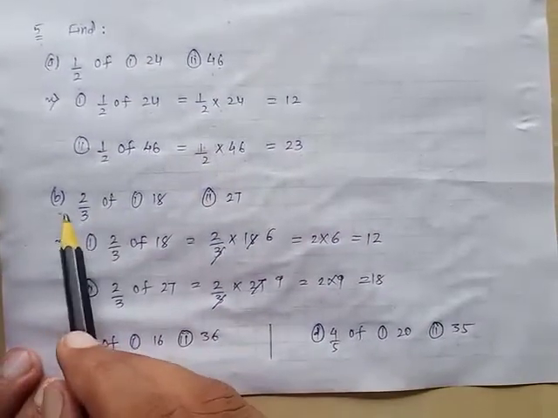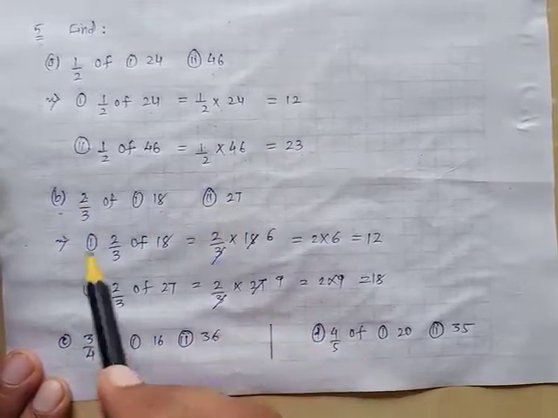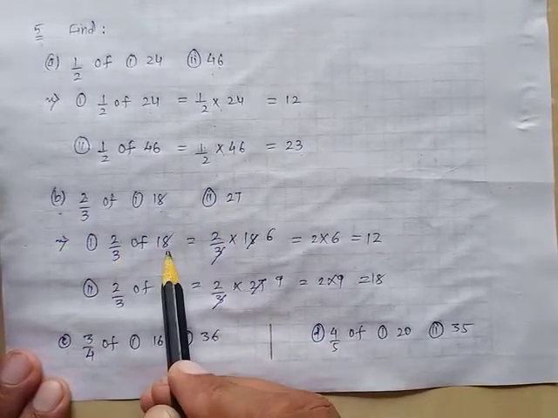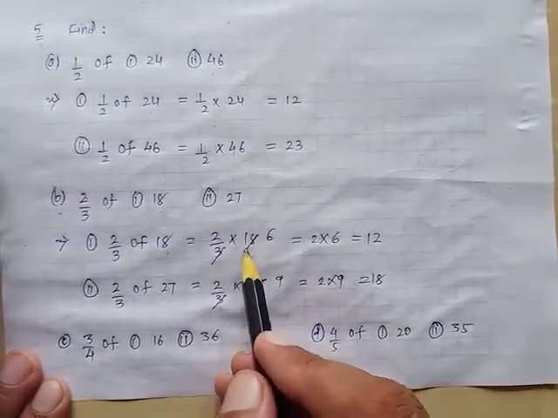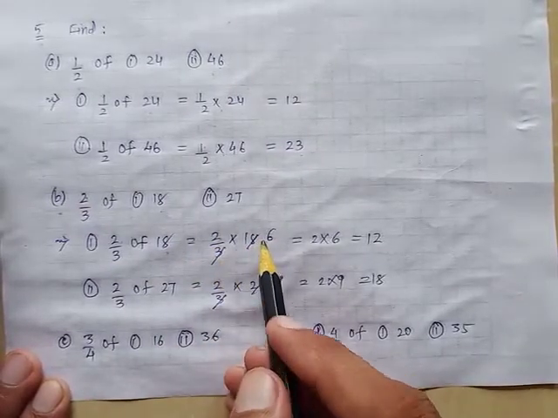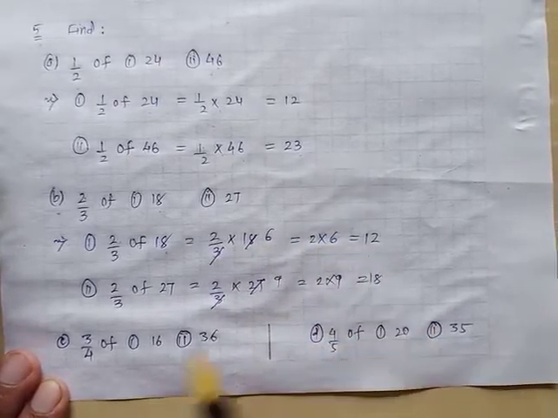Similarly, in B, 2 upon 3 of 18 and 27, in which first 2 upon 3 of 18 is equal to 2 upon 3 into 18. This will be cancelled by 3, 6 times. Therefore, the answer is 2 into 6 is equal to 12.